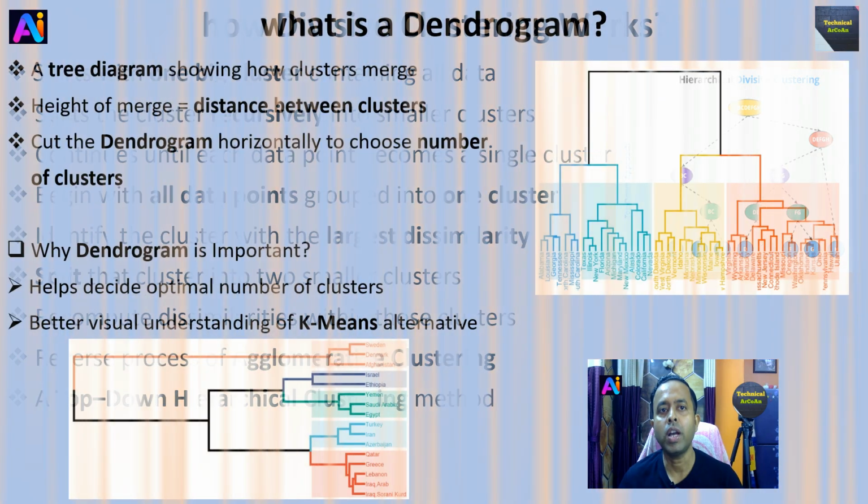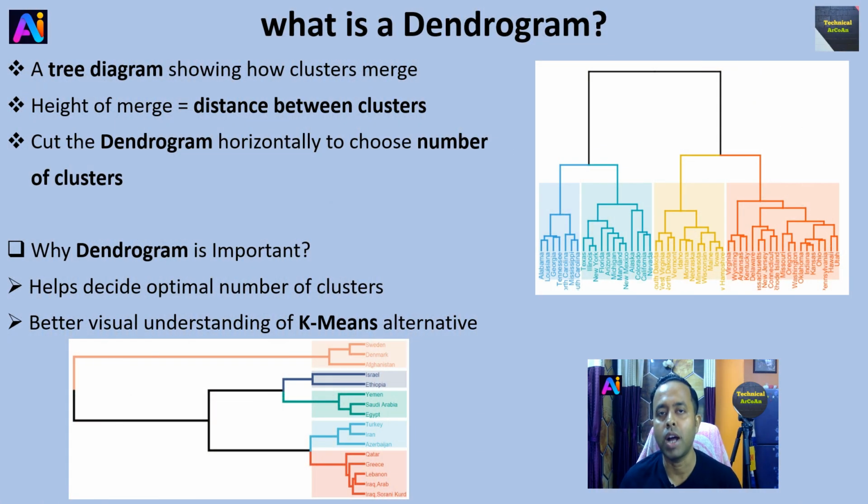Now we talk about what a dendrogram is. A dendrogram is a tree diagram that shows how clusters merge at each step. It can be drawn either vertically or horizontally. The height of a merge is equal to the distance between clusters. Cut the dendrogram horizontally to choose the number of clusters. Why is the dendrogram important in hierarchical clustering? It helps decide the optimal number of clusters and gives a better visual understanding, as an alternative to K-means.